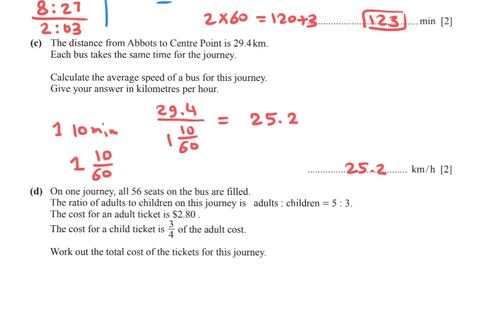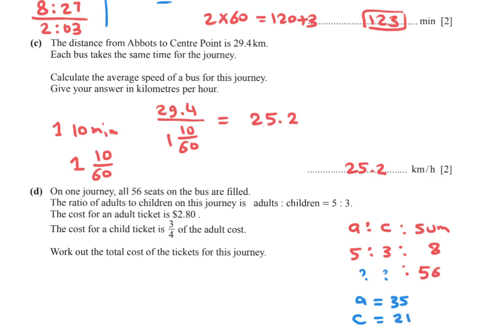So, adults, 5, children, 3, the sum, 5 plus 3 is 8. The sum is 56. So with cross multiplication, we can find how many adult tickets and how many children tickets. Cross multiply, you will find that we have 5 multiplied by 56 divided by 8, 35. And for children tickets, 3 times 56 divided by 8, 21.